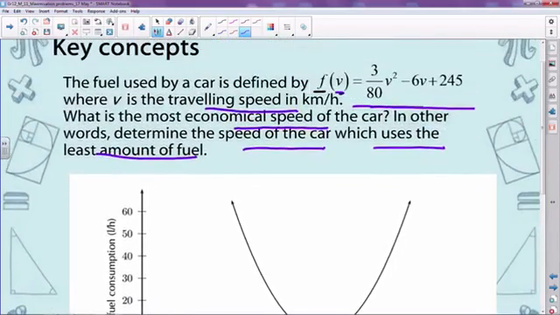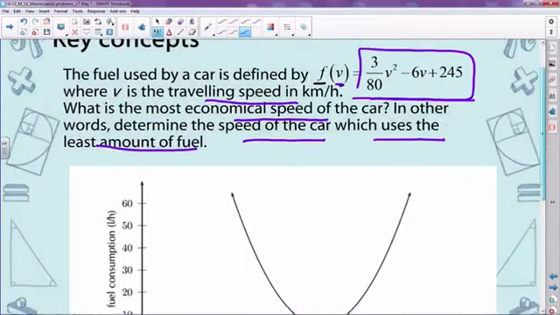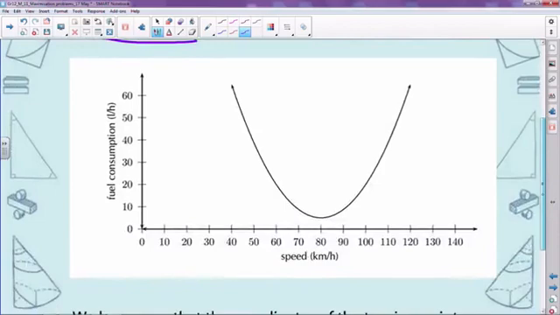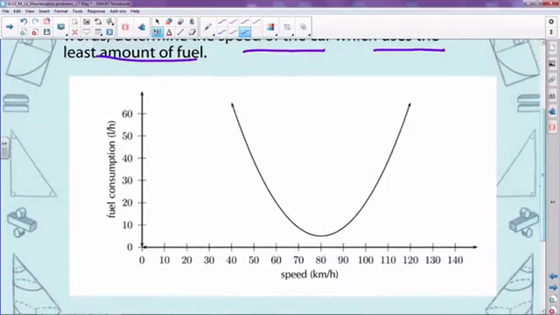If we take that function you've been given and graph it, you'll see my fuel consumption in liters per hour is on the y-axis, and my speed in kilometers per hour is on the x-axis. What you'll see is that when your speed on the x-axis is 80 kilometers per hour, your fuel consumption is at a minimum. Do you see that? That's the minimum turning point of the graph. So the x-coordinate that gives us the minimum fuel consumption is a speed of 80 kilometers per hour.